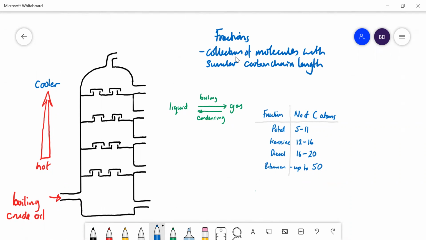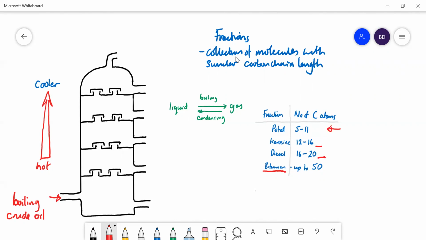So let's look at one of the fractions. Petrol, used in car engines, contains alkanes between 5 and 11 carbon atoms long. And kerosene, sometimes called paraffin, is used in jet engines. That's a bit longer, between 12 and 16. Diesel, which is used in cars and lorries, longer still. And finally, very long molecules, which make up bitumen, which is a black tarry stuff they put on roads and use for waterproofing roofs and things.